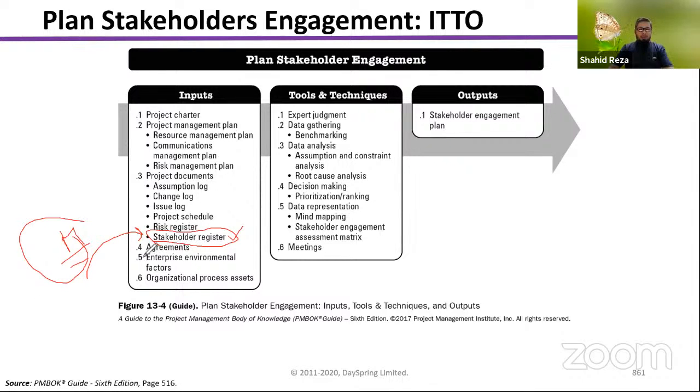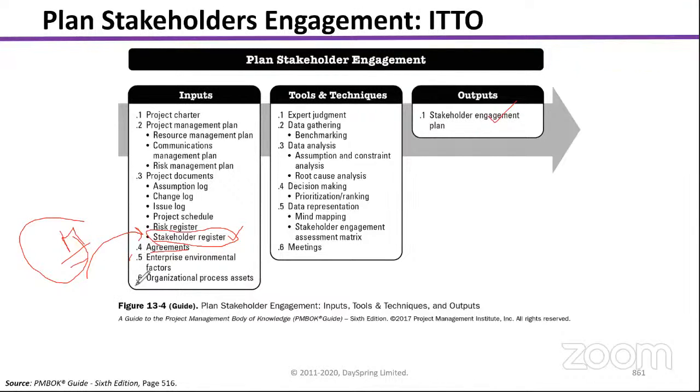All right. Number 4 is agreements, contracts, or MOU, or anything. If you have any contract or agreement with any third party for your project, their name should be here. And for them, you also have to plan in the stakeholder engagement plan. So that's why you are including agreements.